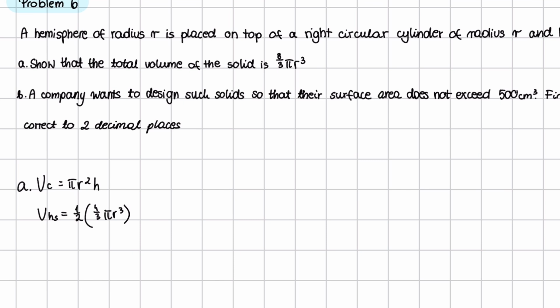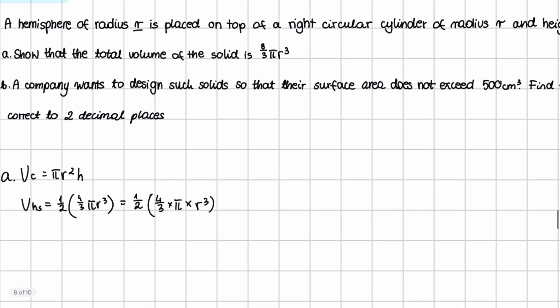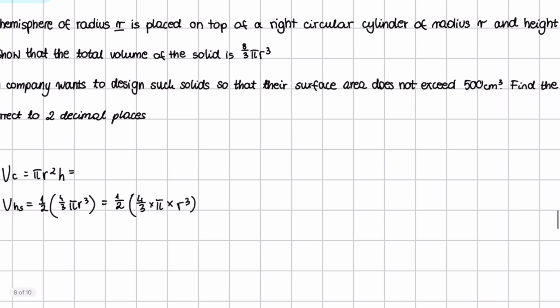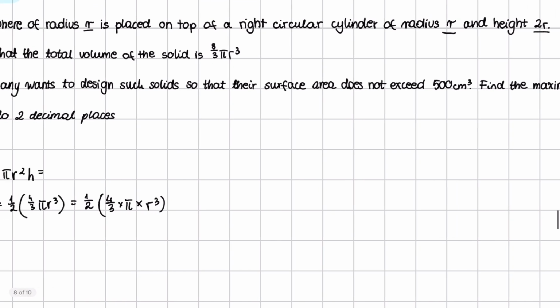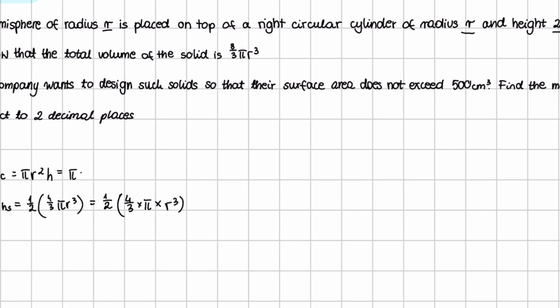So a hemisphere of radius r. So here we write 1/2 and in brackets 4/3 times pi times radius r. So we leave r, of course, to the power of 3. And in a cylinder we have radius r and height 2r. So pi times r squared times 2r.